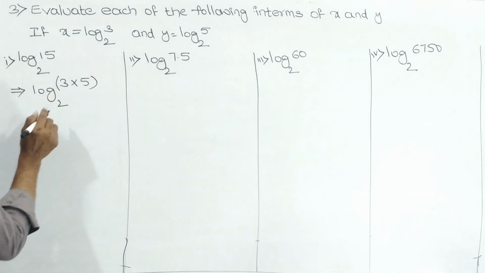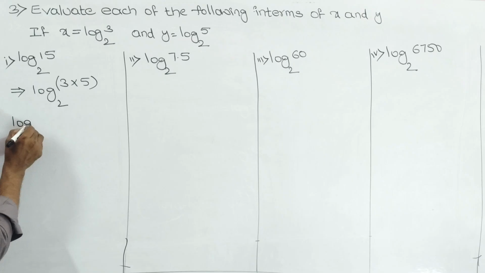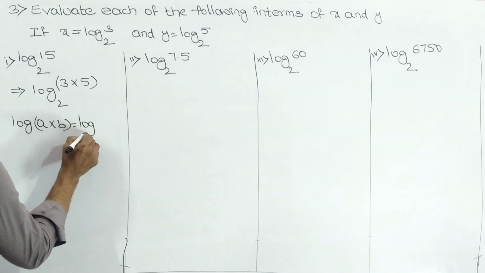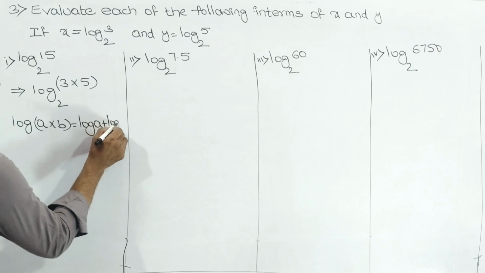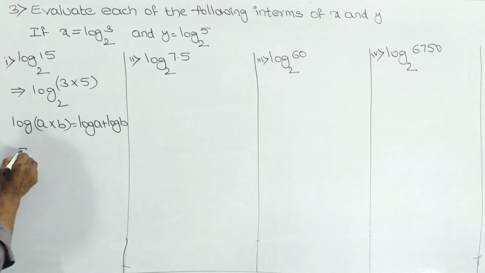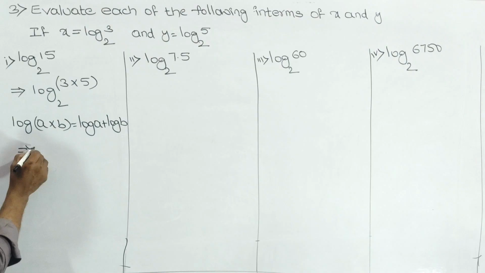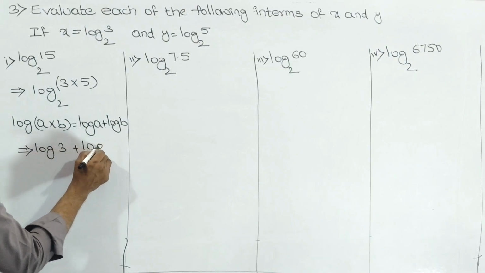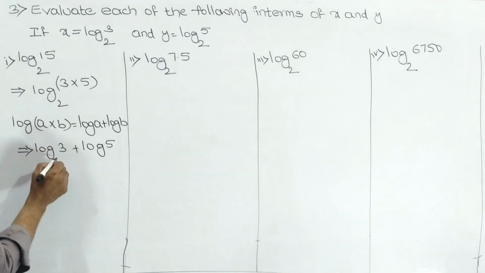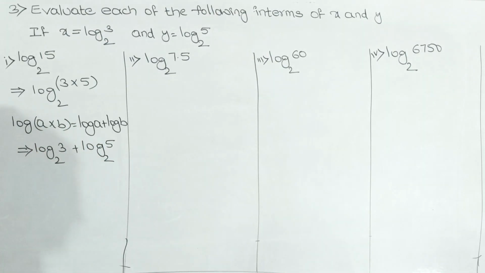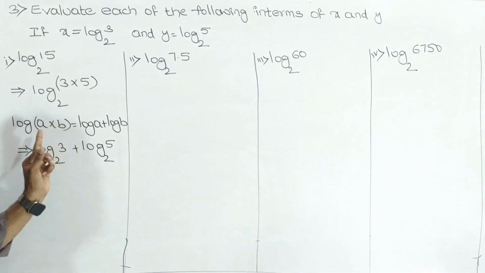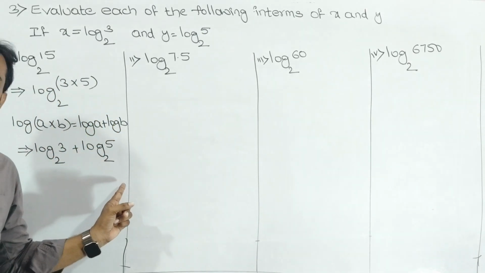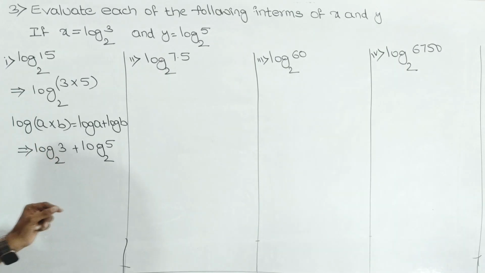Now it is like log a into b. What is log a into b? Log a into b is equal to log a plus log b. So log 3 into 5 is nothing but log 3 plus log 5. Base here is 2, so write down base 2. Okay. Log a into b can be written as log a plus log b. So log 3 into 5 can be written as log 3 plus log 5 base 2. Log 3 base 2 plus log 5 base 2.